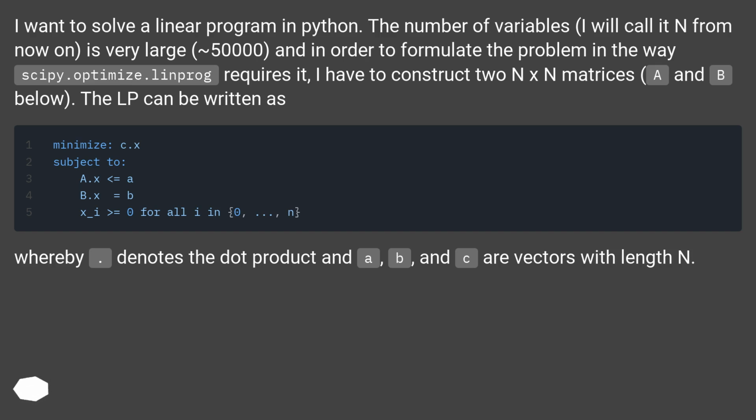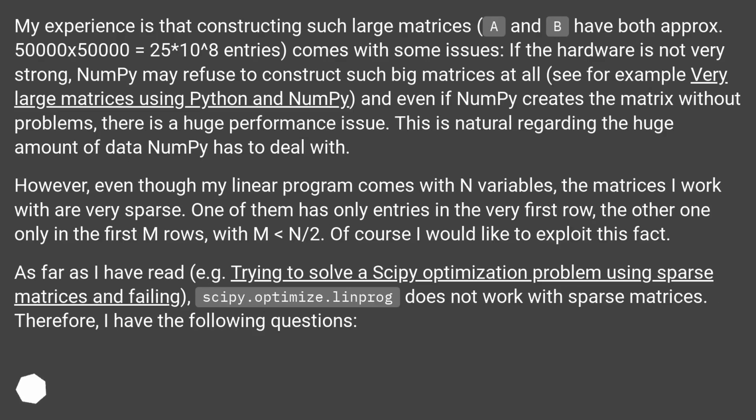The LP can be written as, where dot denotes the dot product and A, B, and C are vectors with length n. My experience is that constructing such large matrices, A and B have both approximately 50,000 by 50,000 equals 25 times 10 to the power of 8 entries, comes with some issues.